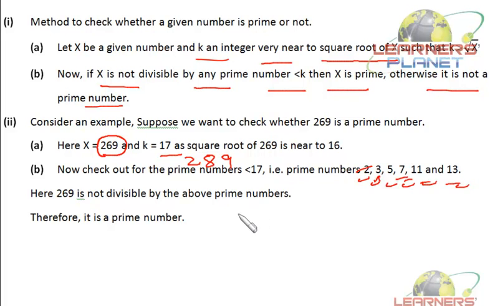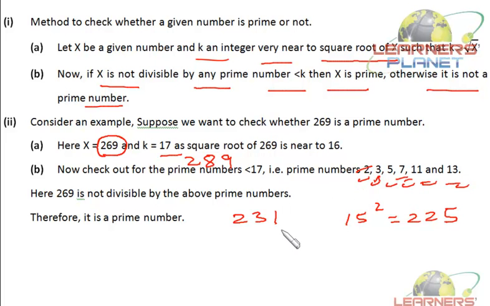Suppose I take an example of say 231. Let's check whether this number is prime or not. Around 231 we get the square of 15, that is 225. 15 square is 225. So now let's check with the prime numbers below 15, that is 2, 3, 5, 7, 11 and 13, all of them are below 15. So let's check with them.